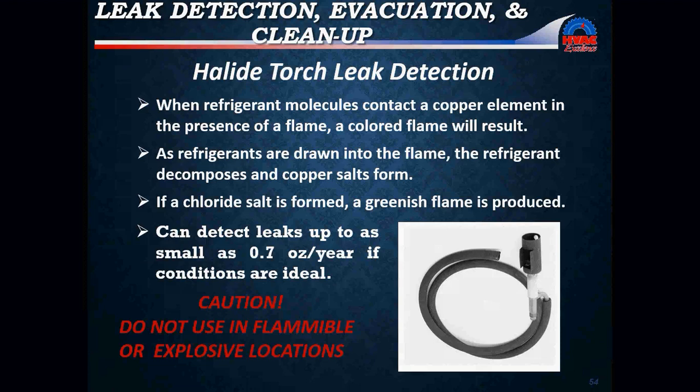Your halide torch detection: when the refrigerant molecules contact the copper element in the presence of a flame, the color of the flame is actually going to change. As refrigerants are drawn into the flame, the refrigerant decomposes and the copper salts form. If a chloride salt is formed, a greenish flame will be produced. It can detect leaks as small as 0.7 ounces per year if conditions are ideal. However, when you are dealing with this type of tool, you have to remember that you are dealing with a flame. It is flammable and should not be used in explosive areas.